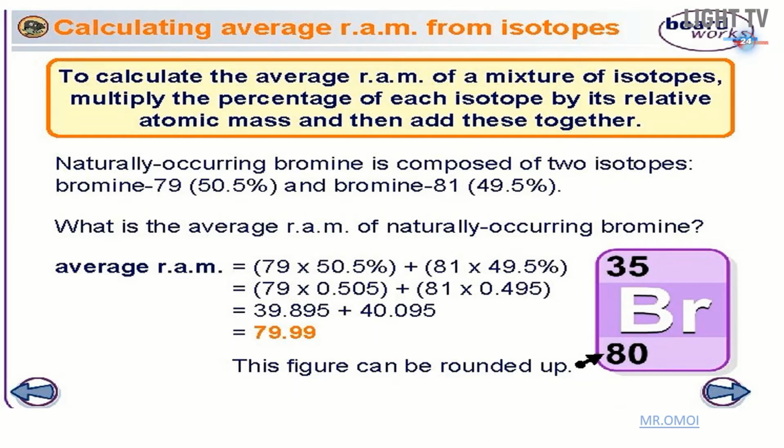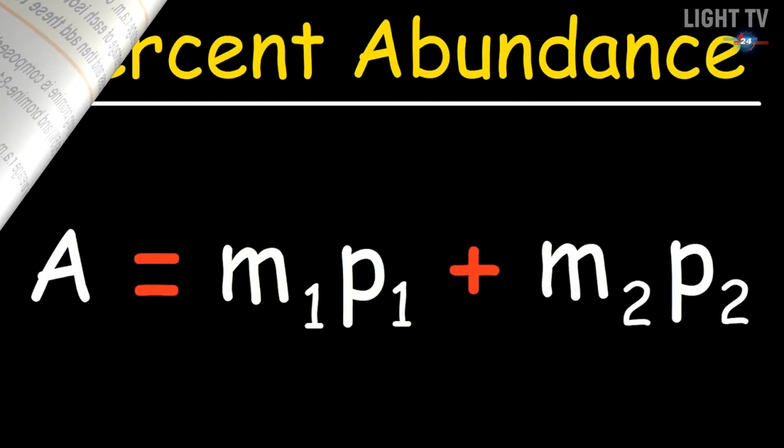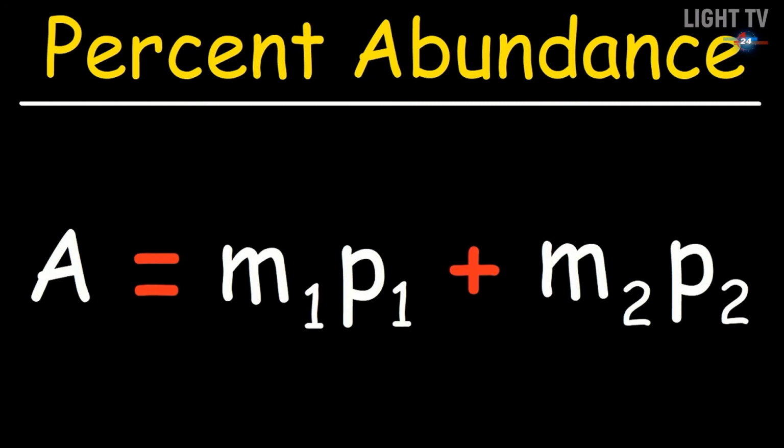Now for you to do this, you need to use this formula. RAM is equal to mass times percentage abundancy divided by 100. So that is the formula for finding the relative atomic mass. Mass times percentage abundancy divided by 100.